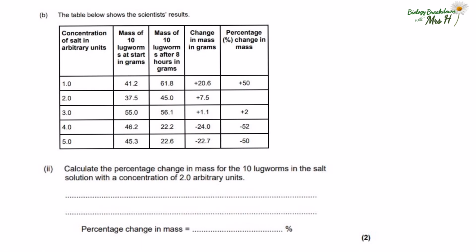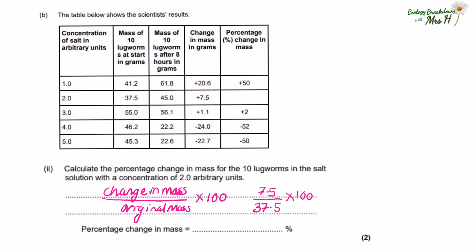Calculate the percentage change in mass for the 10 lugworms in the salt solution with a concentration of 2 arbitrary units. Look at the table at 2, and percentage change is change in mass divided by the original mass times 100. So change in mass is 7.5 grams divided by the original mass, which is 37.5 grams, times 100. That gives us 20%.